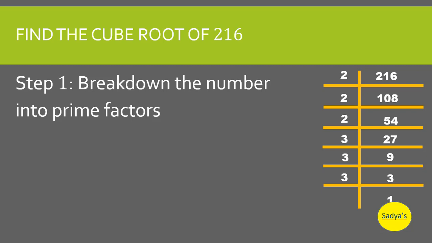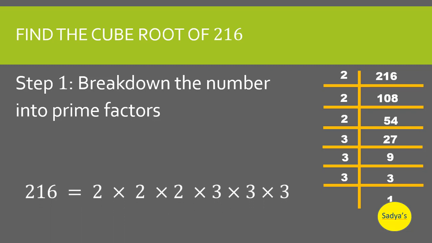And since we have reached 1, it means that our prime factorization is complete, and we can write the number 216 as a product of its prime factors as 2 multiplied by 2 multiplied by 2 multiplied by 3 multiplied by 3 multiplied by 3. So we are done with step number 1.